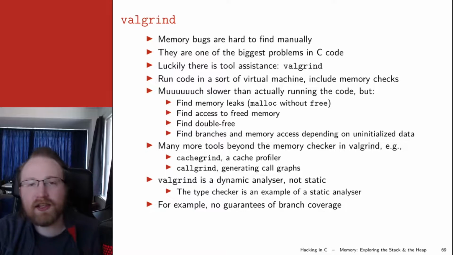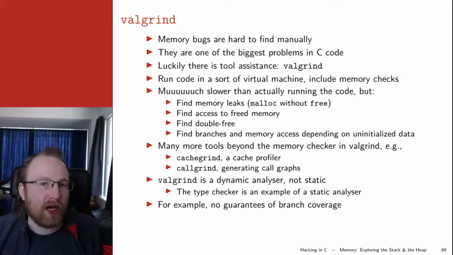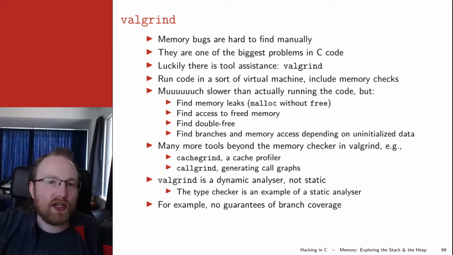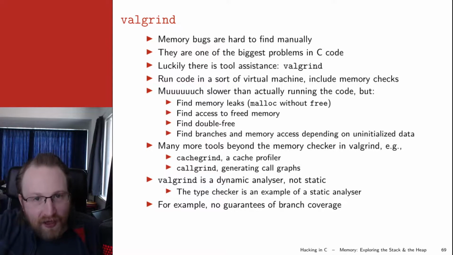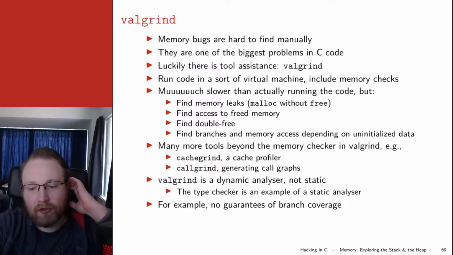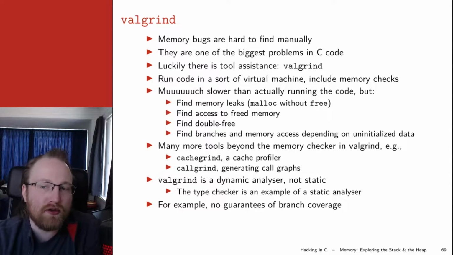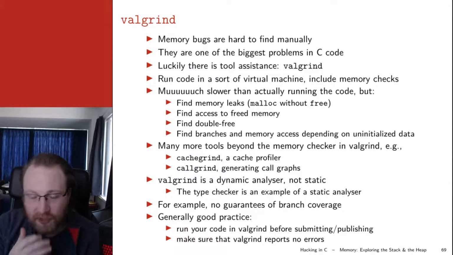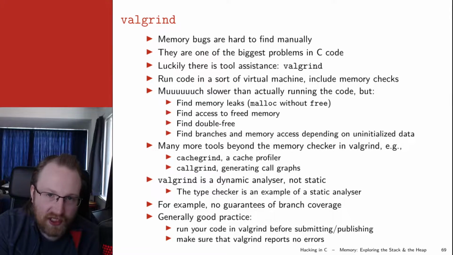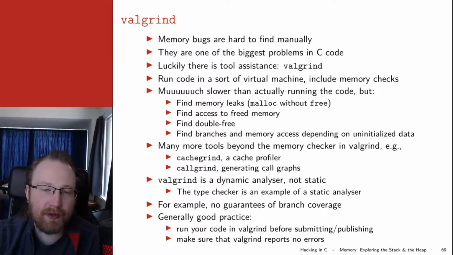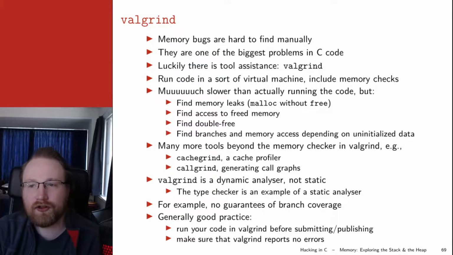A dynamic analyzer doesn't give you any guarantees about branch coverage. If there is a branch that you only ever hit once in a blue moon, then Valgrind may never have seen that branch. And if you have memory leaks in that branch, Valgrind won't detect them. But generally, it's good practice to run your code in Valgrind before publishing it or submitting it somewhere, and making sure that Valgrind reports no errors.